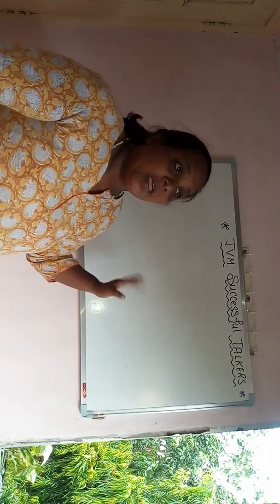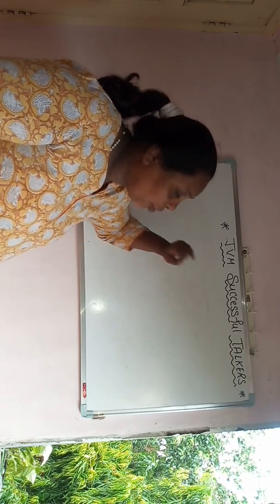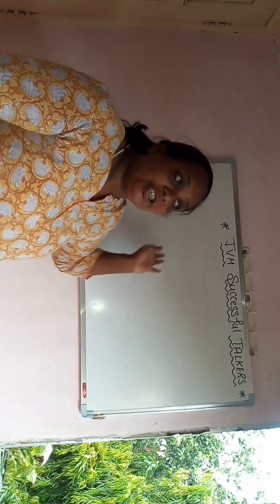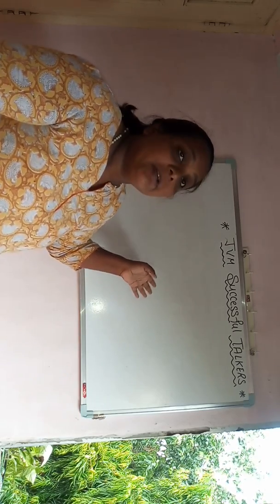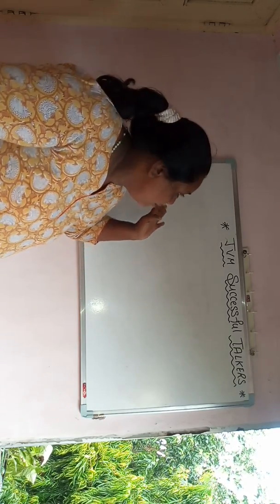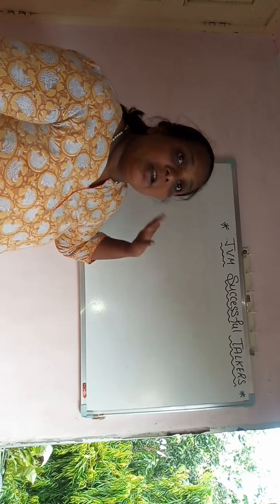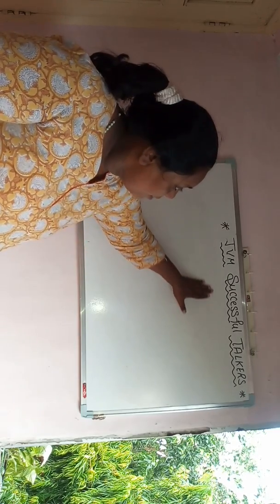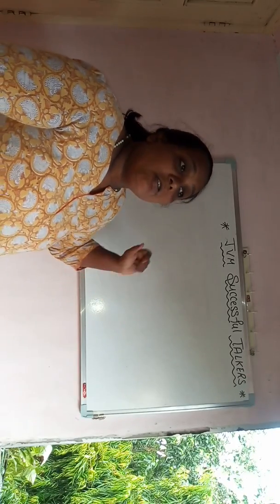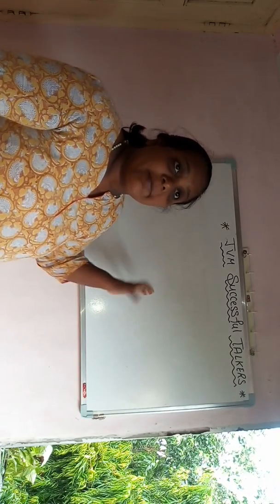Yesterday I taught you the noun explanations with examples, and I informed you about the parts of noun or kinds of noun. I explained what is material noun, collective noun, proper noun, common noun, abstract noun. Today I am going to teach you regarding singular and plural.